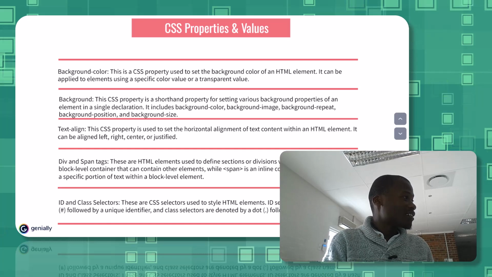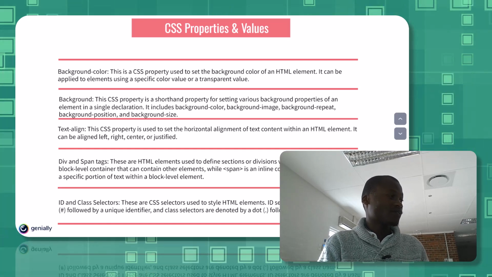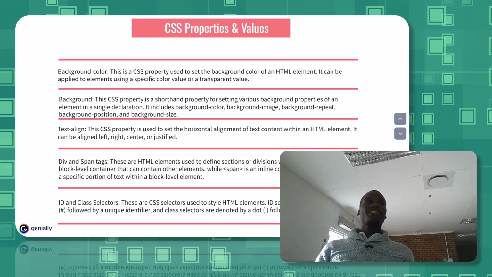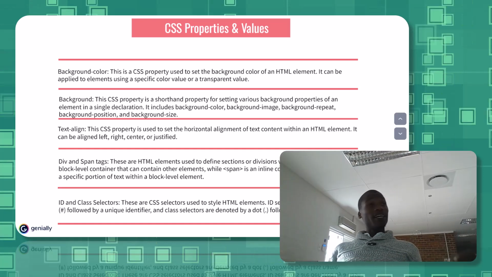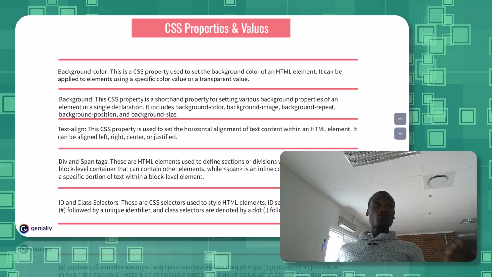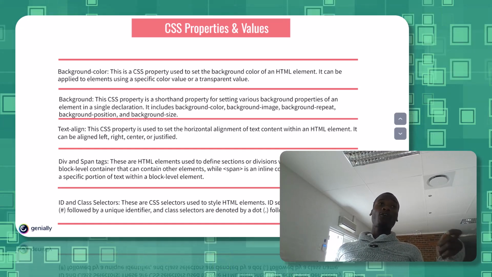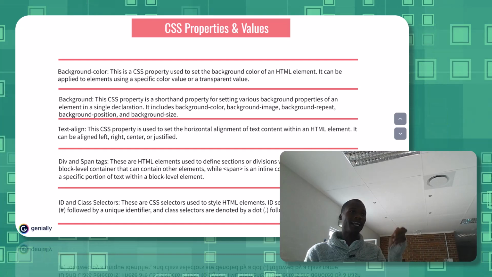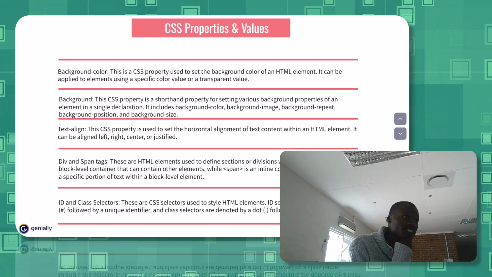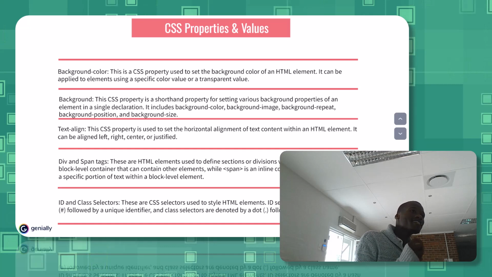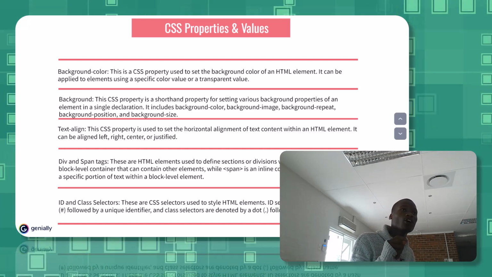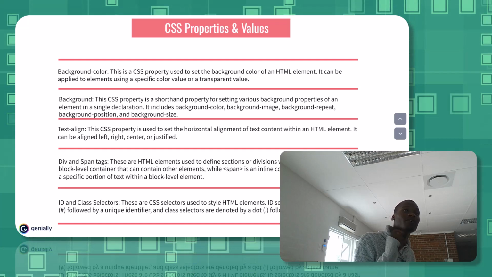So we have another property which is text align. This CSS property is used to set the horizontal alignment of text content within an HTML element. It can be aligned left, right, center, or justified.